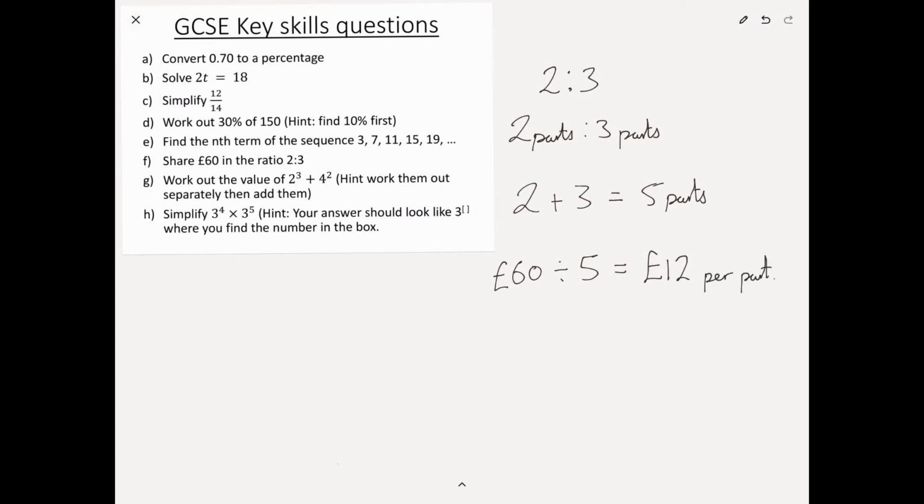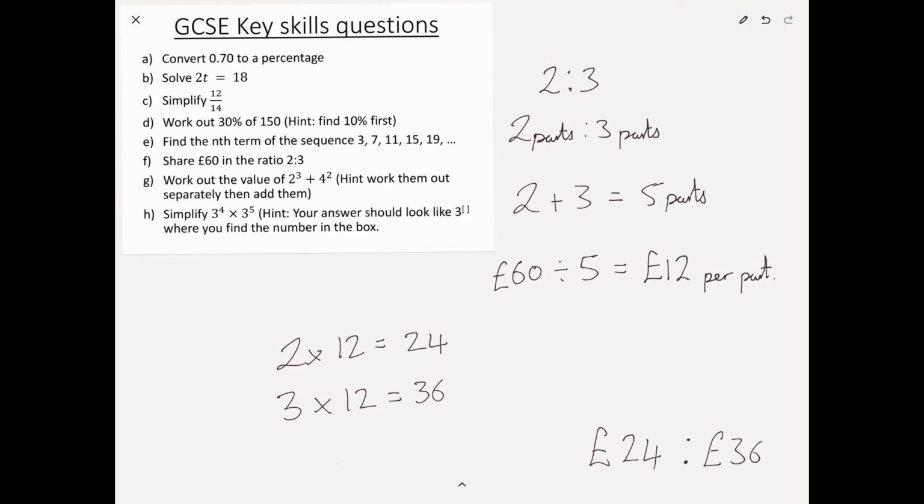So every part is worth £12. Well, if we've got 2 parts, we do 2 times 12 is 24. So that's £24 for the 2 parts, and for the 3 parts, 3 times 12, that's 36. So we've got £24 to £36. We've shared that in the ratio.